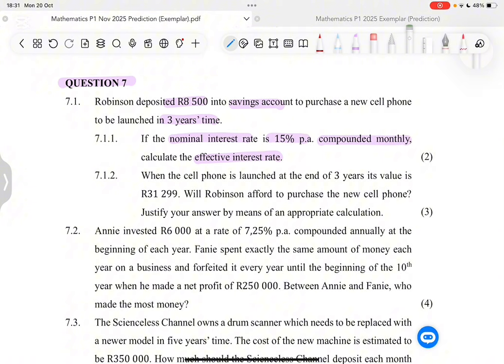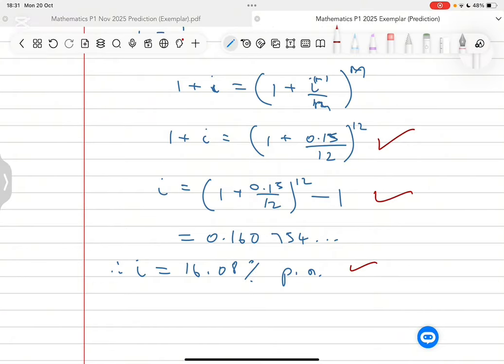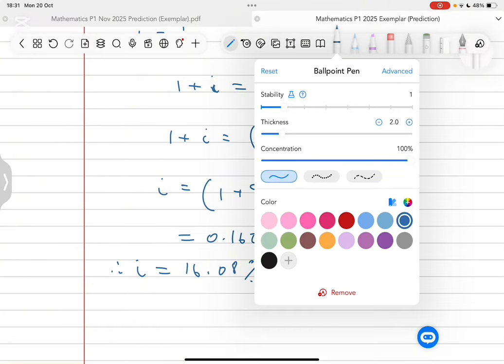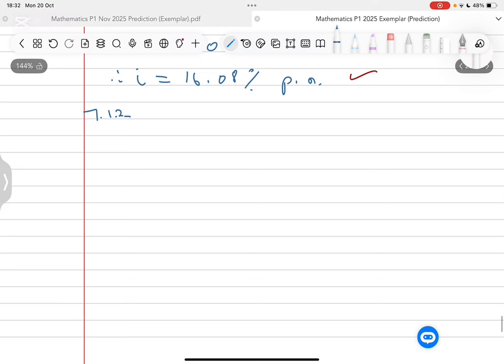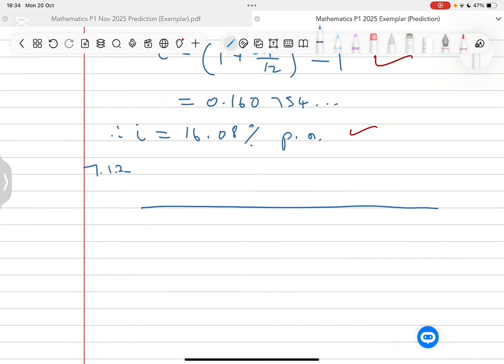Now the next question says to us 7.1.2, when the cell phone is launched at the end of 3 years, its value is 31,299. Will Robinson afford to purchase the cell phone? Justify your answer by means of appropriate calculations. Now, I would love to break down this question using a number line so that we are able to visualize these payments and understand what's going on in this question. On our number line, we'll have the following structure.